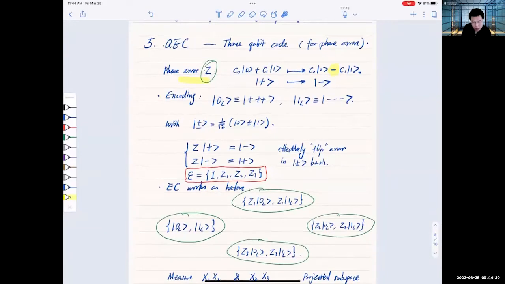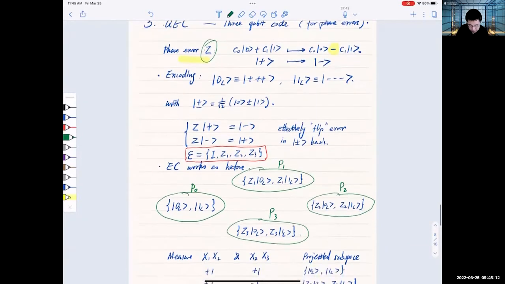To visualize what's going on, we can divide the entire 8-dimensional Hilbert space associated with the 3 qubits into 4 subspaces, where each subspace has 2 dimensions. So we can again call this the P0 subspace with no dephasing error, and that's the P1 subspace with dephasing error for the first qubit, or the P2 subspace with dephasing error for the second qubit, and the P3 subspace with dephasing error for the third qubit. And it's easy to verify that all these P0, P1, P2, P3 give orthogonal projections to the corresponding subspace.